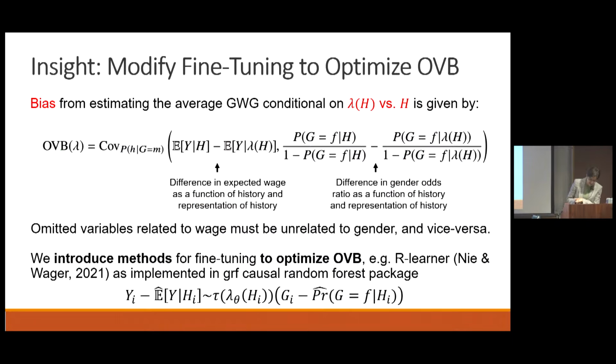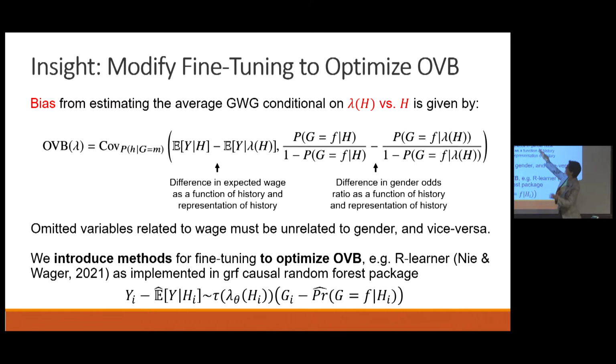But in fact, there are good ways to solve the problem, which I'll show you in just a second. First, let me just show you what the omitted variable bias term looks like. So this term is equal to the bias you would get from plugging in an embedding instead of plugging in the true history, if your goal was to get this quote unquote causal effect of gender. Okay? And so the bias is a covariance.